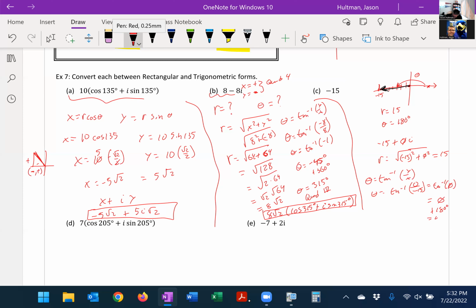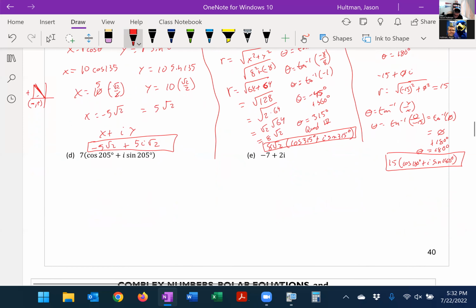So I can say this is r times, or 15 times, the cosine of 180 plus i sine 180. The cosine of 180 is negative 1, which will give us a negative 15. The sine of 180 is 0, which will give us 0. So when we multiply this out, it should give us that negative 15 that we started with.